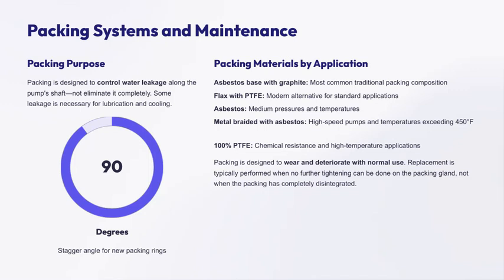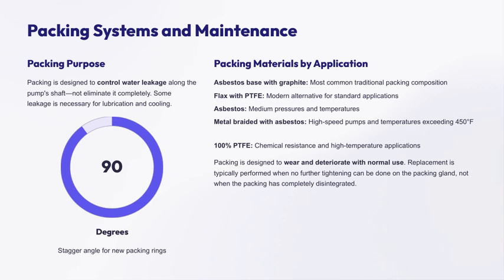Let's take a closer look at packing systems and maintenance. The primary purpose of packing is to control water leakage along the pump's shaft. It's important to understand that the goal isn't to eliminate leakage completely, as some amount is necessary for lubrication and cooling of the shaft. When installing packing, a common practice is to stagger the rings at a 90-degree angle, which helps in achieving a proper seal and ease of adjustment.